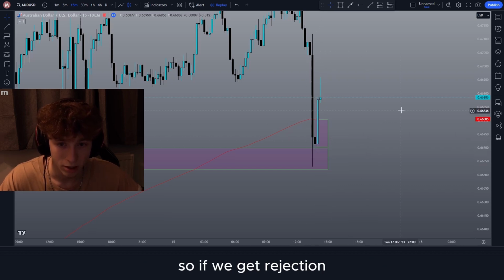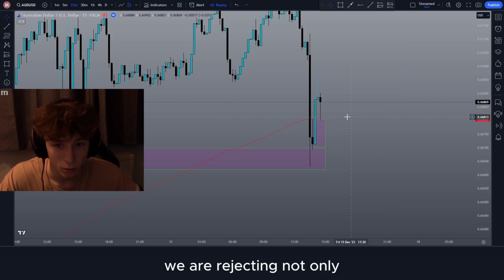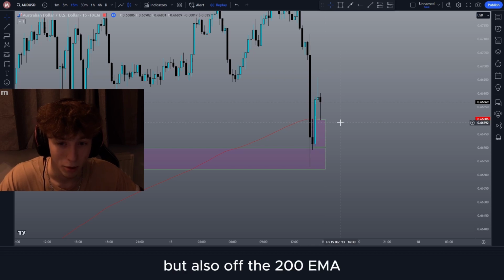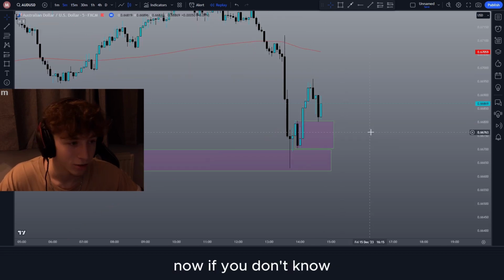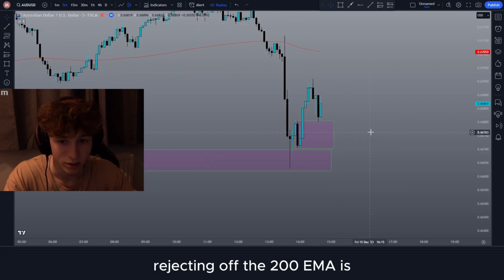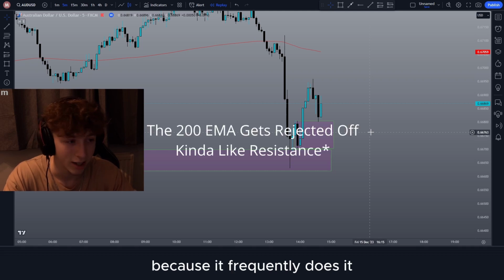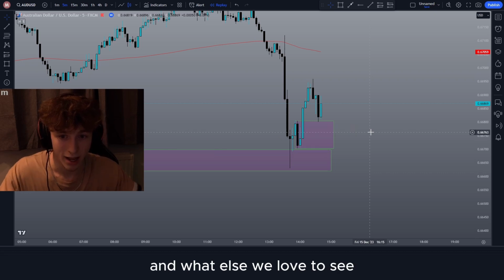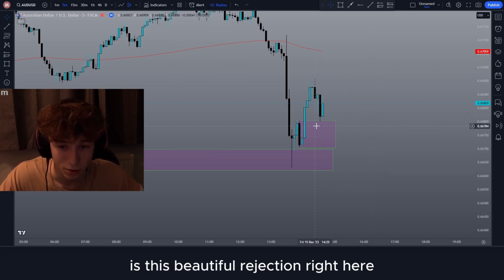So if we get a rejection, just like that, we are rejecting not only off this demand zone in the 5 minute and the 15 minute, but also off the 200 EMA. Now, if you don't know, rejecting off the 200 EMA is often a great confluence because it frequently does it and it will just blow up in the other direction. So we love to see that. And what else we love to see is this beautiful rejection right here.